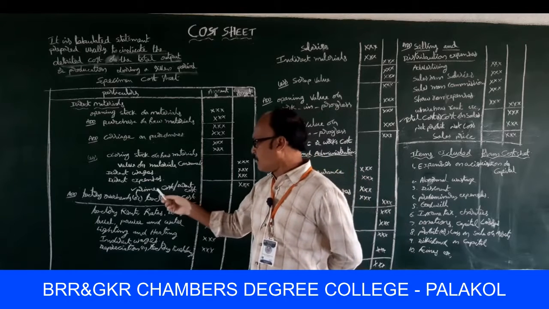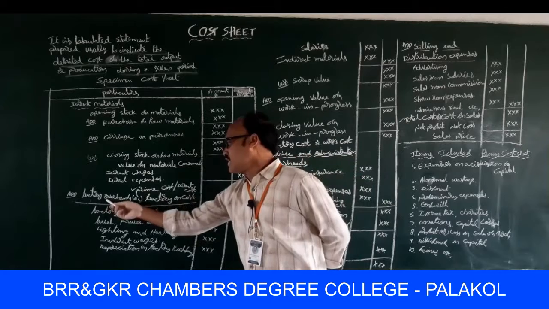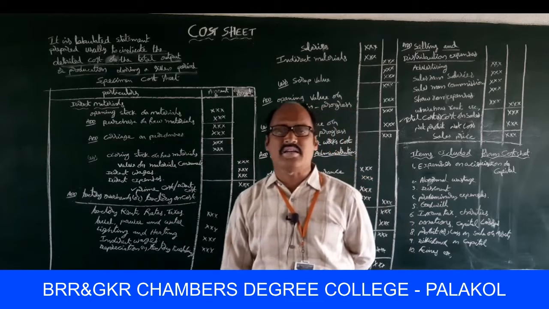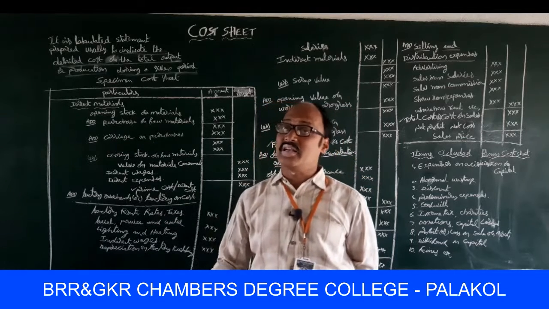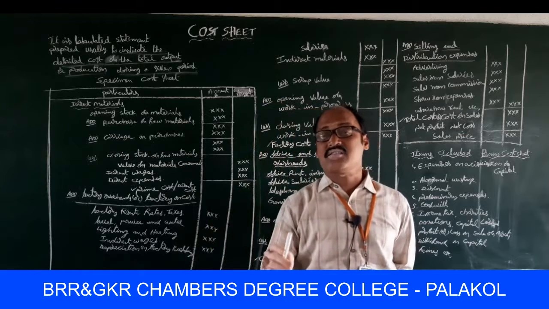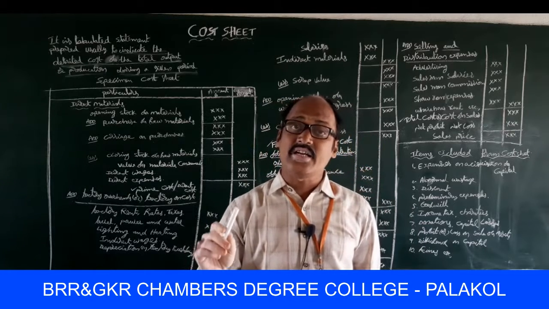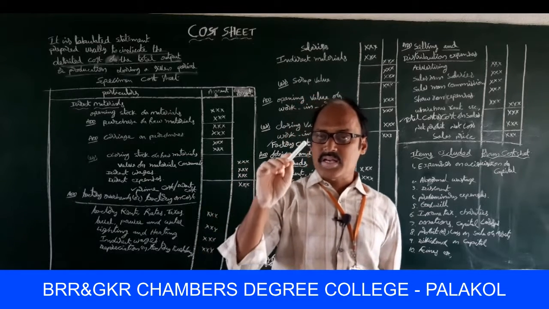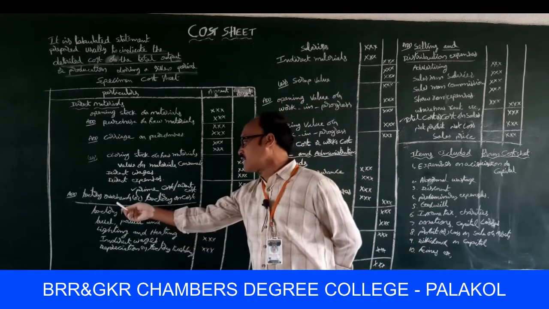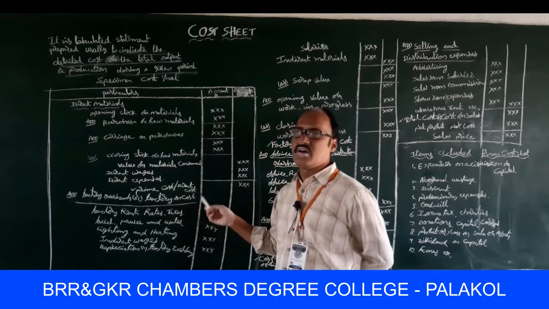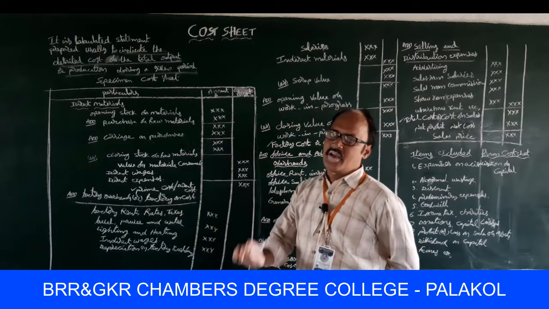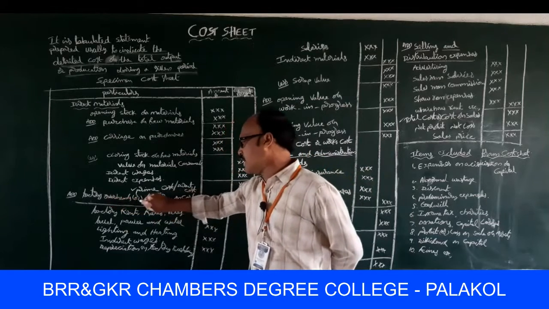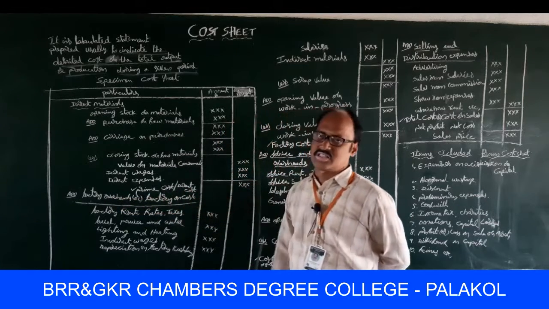Then we add the factory overheads or factory on cost. Overheads are nothing but indirect expenses. Those transactions are indirect expenses related to the factory. Those expenses should be recorded under the head of factory overheads or factory on cost. Prime cost, add factory overheads or factory on cost.